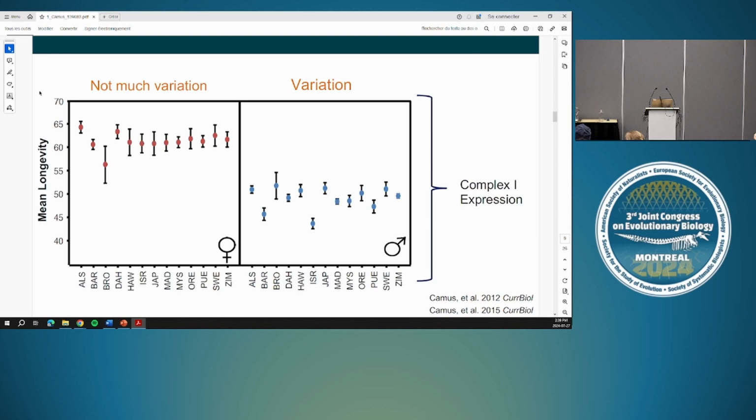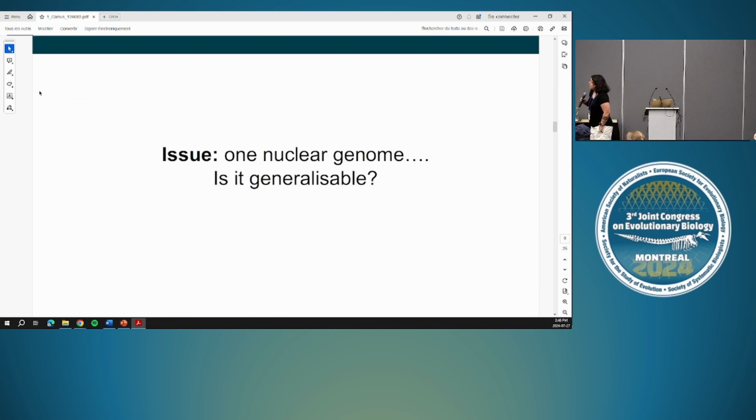And in a separate paper, I was able to get some evidence that this difference in variation might be driven by differences in expression of complex 1 genes. One of the issues that we had from this work, which I raise my hand, guilty, is that it's not generalizable, right? We look at one isogenic nuclear genome, a whole bunch of different mitochondria. How can we make the story of mother's curse more generalizable?